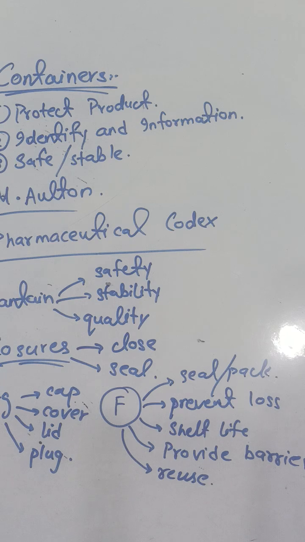It should prevent moisture exposure and moisture loss, and it should protect our product from light, gases, and airborne particles, and it should be able to withstand temperature and humidities. Next, we will discuss some types of containers, and then one by one we will discuss all the types of the containers. So the first type of container is our single dose container.